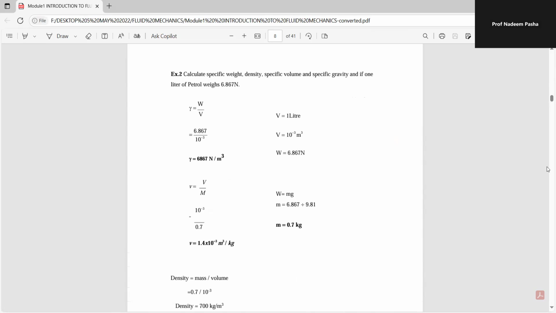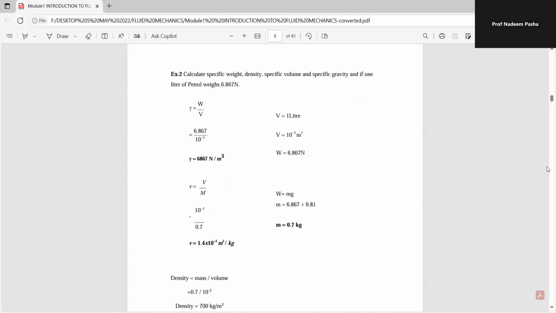What does the second problem state? Calculate specific weight, density, specific volume, and specific gravity. What do we need to calculate? Specific weight, gamma. Next, density rho. Specific volume, small v. And specific gravity, Sg.